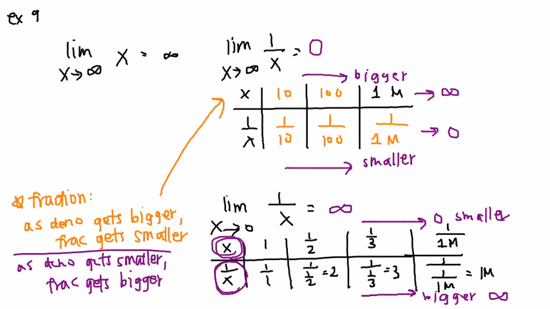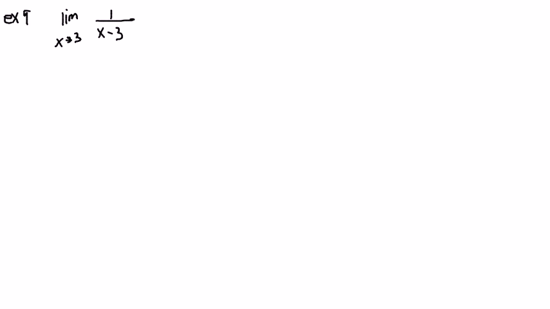What's happening? Well, I know that I can't plug in 3 into this function. So thinking about limits, as x gets closer and closer to 3, where does our denominator go? Our denominator will get closer and closer to 0. As the denominator gets smaller, then that means our whole fraction gets bigger, so therefore this is equal to infinity.